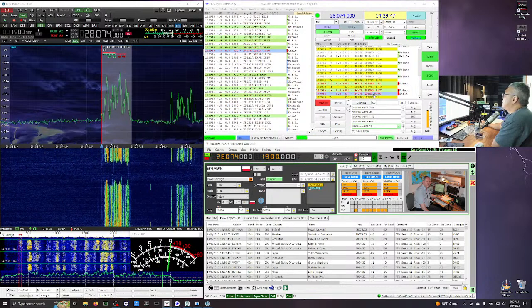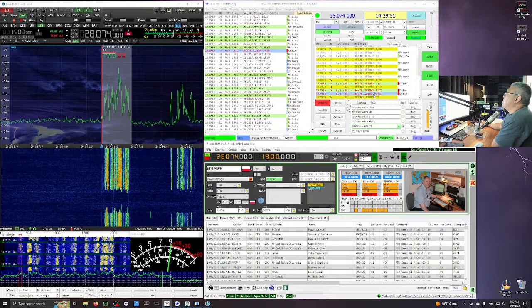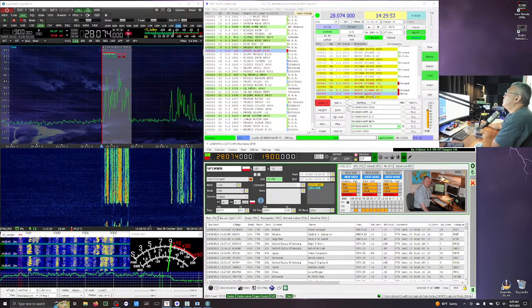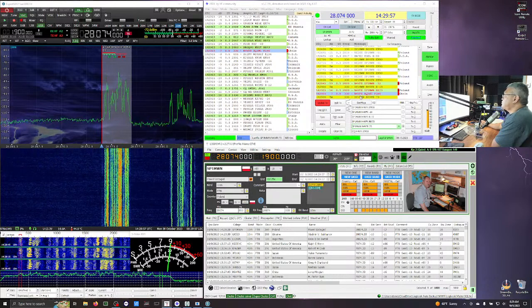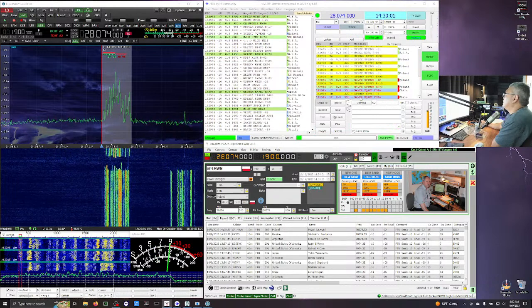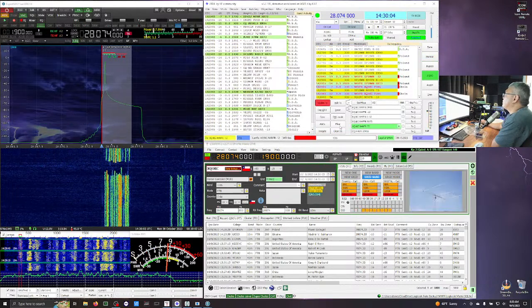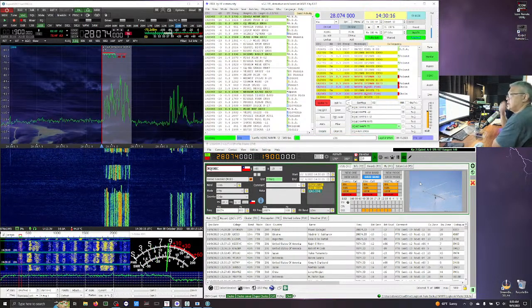Who's this guy here? X-Ray Quebec 1. Chile. All right, so he wants to talk. Look at his antenna. 3 element. That thing's huge. All right, Mr. Mello in Chile.